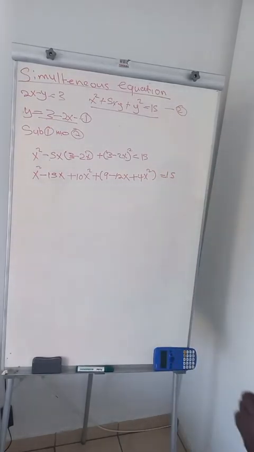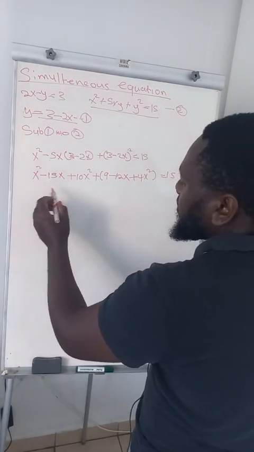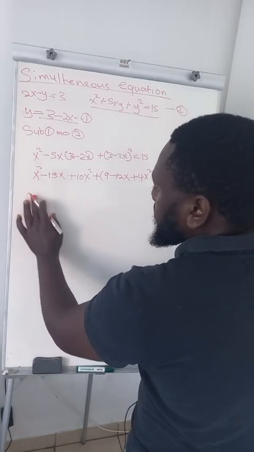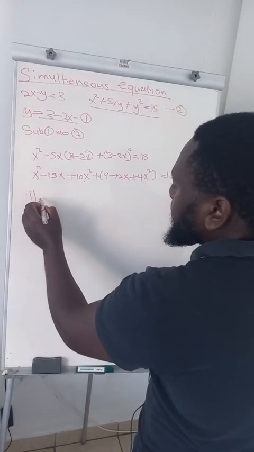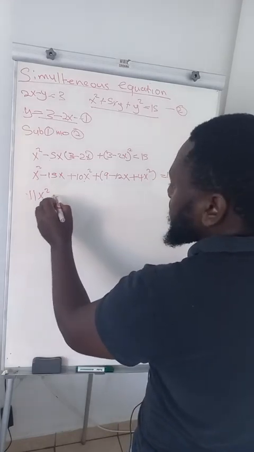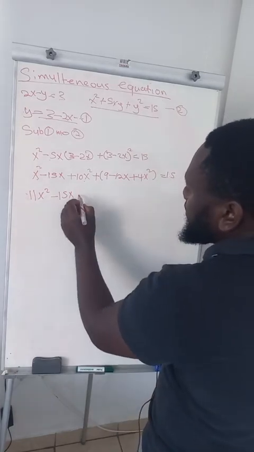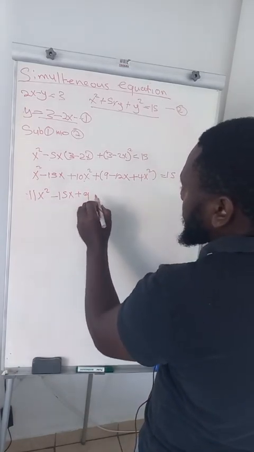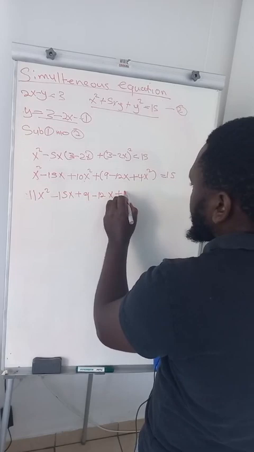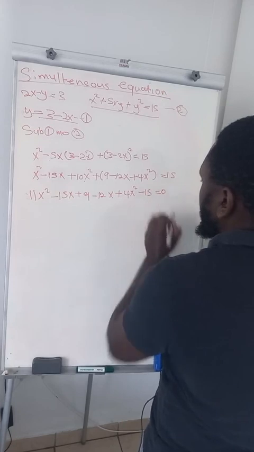Now, group the like terms now. You'll see that you'll have x squared and this, you'll get 11 x squared. And then now you still be having this 15x. And then now you will have plus a 9, which is that one, minus a 12x, and then a plus 4x squared minus a 15 is equals to a 0.